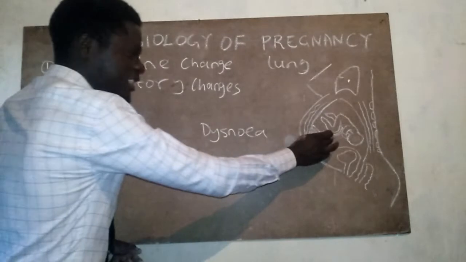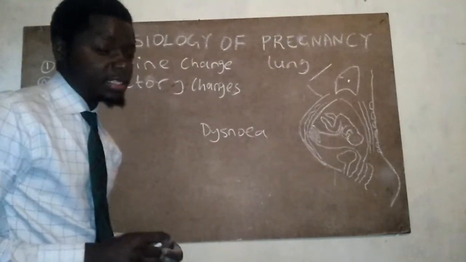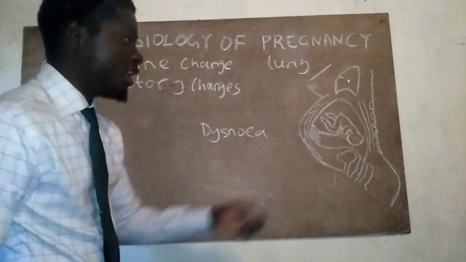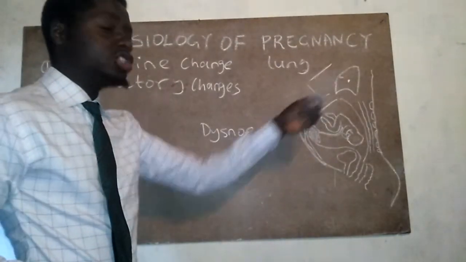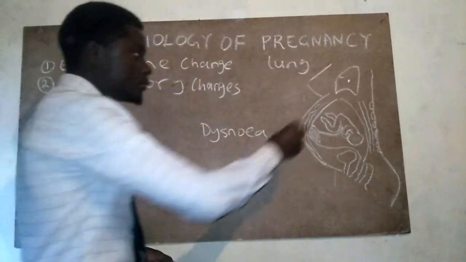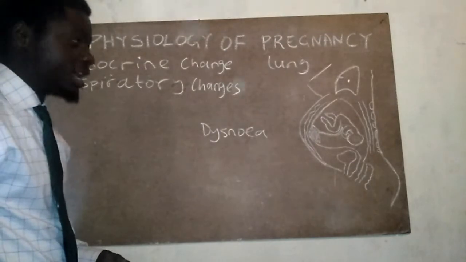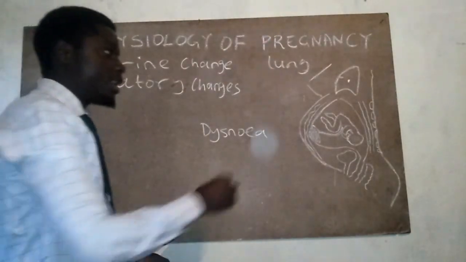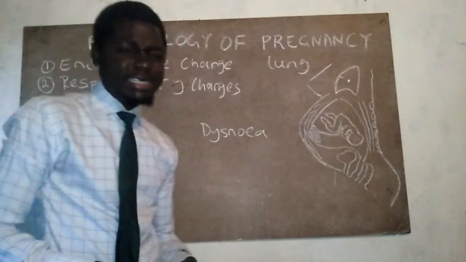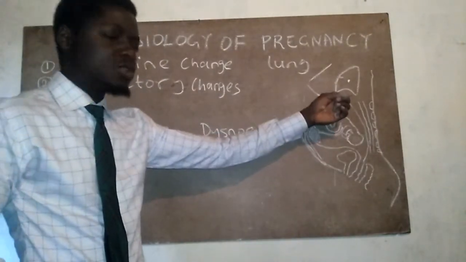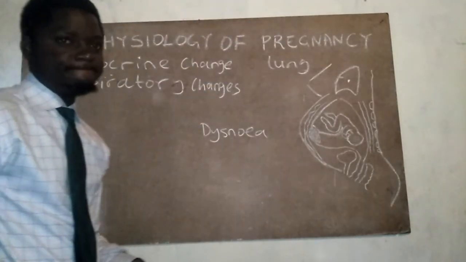So the fetus can't exhale its carbon dioxide. It's going to exhale via the placenta, and the mother will be able to get rid of that carbon dioxide. So the lungs are going to be compressed. And what happens when the lungs are compressed also is that the residual volume is going to decrease, and the tidal volume is going to increase.